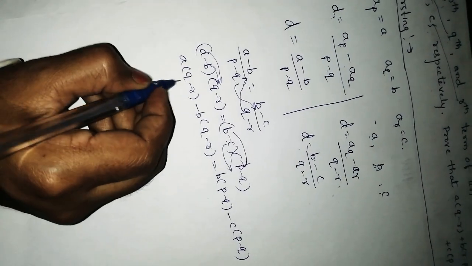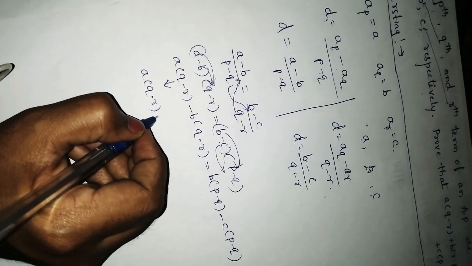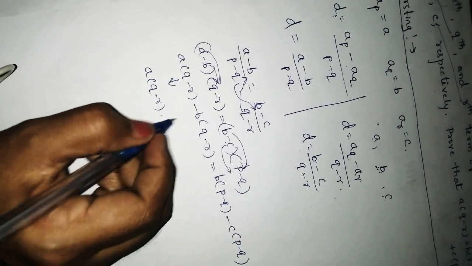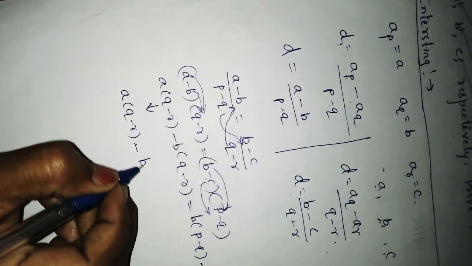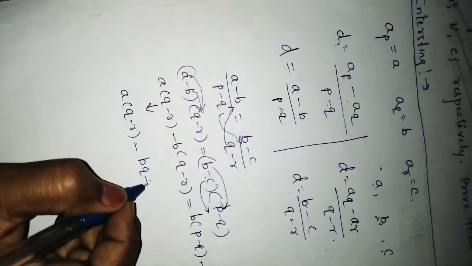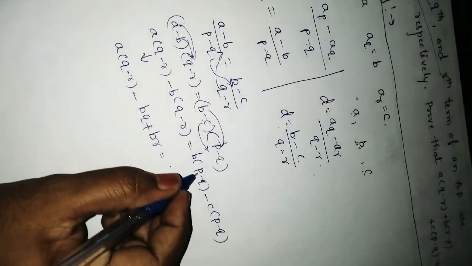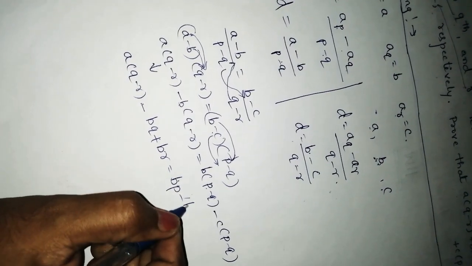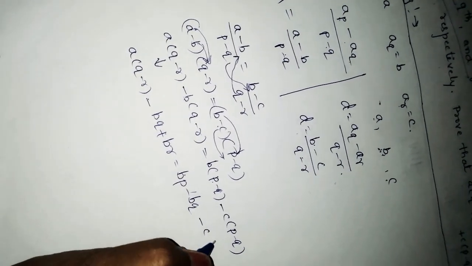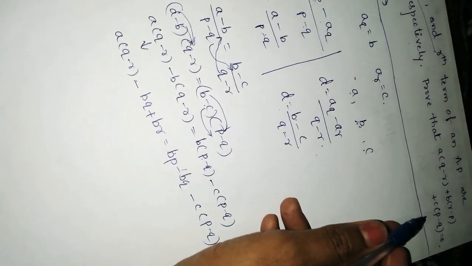Now I will simplify. I will keep this term as it is, A(Q − R), as in the proof. Now make the product. Minus B into Q is BQ; again minus into minus is plus, B into R is BR. Again B(P − Q), make a product: BP, minus B into Q is BQ. Now I will put this term as usual, C(P − Q), because in the proof we have it, so don't disturb that term.